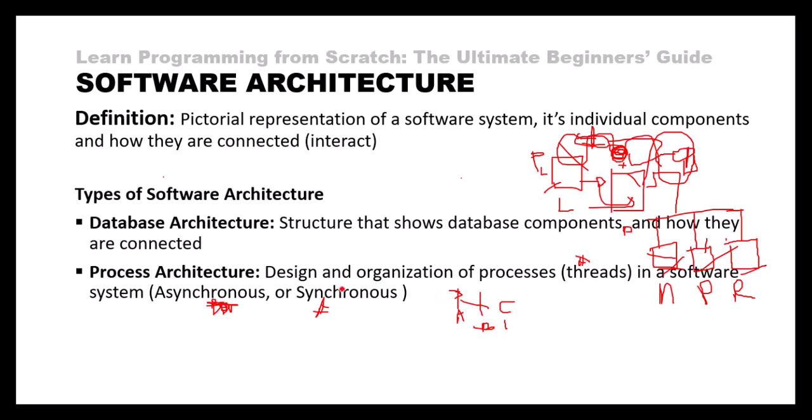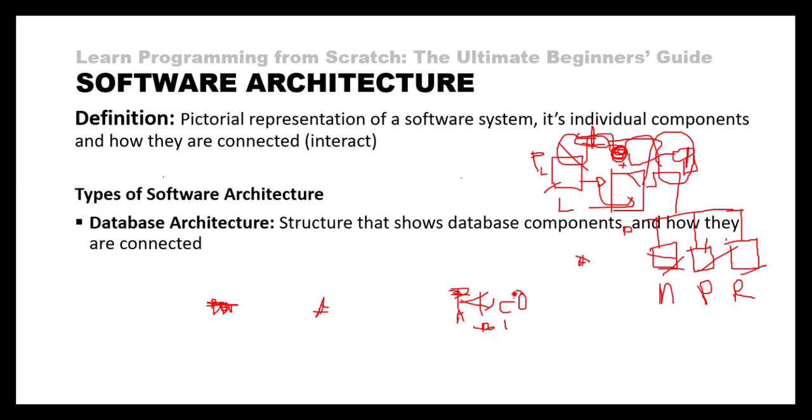Okay, then what is synchronous processing? Synchronous processing means that if A is running, B and C have to stop for A to run. And then when C is running, B and A have to stop for C to finish running. So synchronous means only one program can run at a time. Then asynchronous means multiple programs can run at the same time.